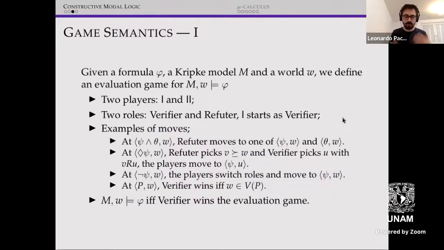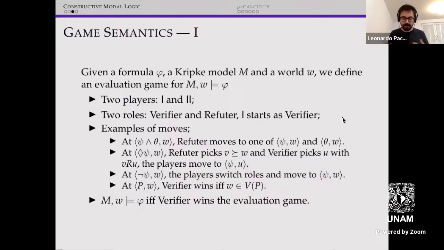For the diamond case, it's a little bit more complicated. Remember the definition we saw in the last slide? Here, the players are discussing if diamond psi holds at some world W. So the refuter is going to pick a world V accessible from W via the intuitionistic relation. And then the verifier is going to pick some U that is accessible via the modal relation from V. And the players move to this world. And the box is similar, but the refuter is going to pick twice.